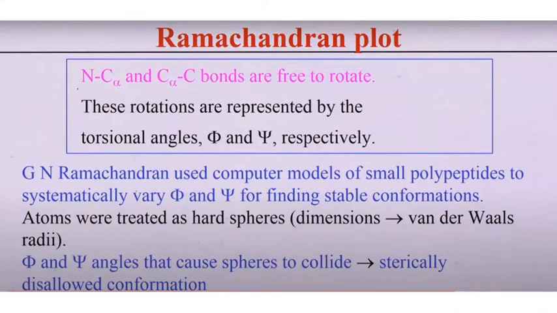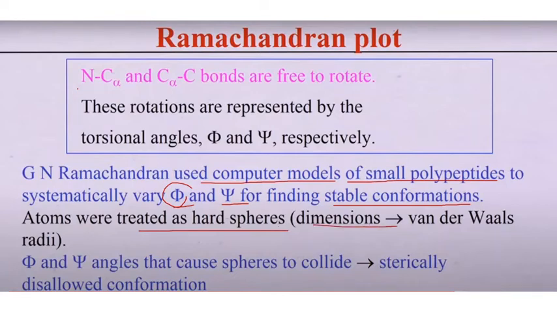Okay guys, he used computer models for that. He used small polypeptides to systematically vary phi and psi. These are the Greek letters phi and psi, used for finding stable conformations. The atoms were treated as hard spheres.